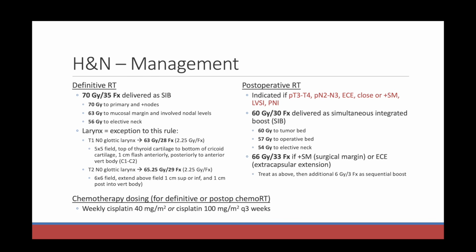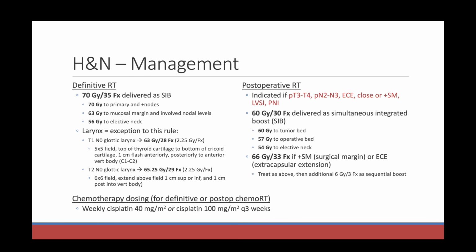The doses for radiation are very similar across all the disease sites. So let's start with the right-hand side of the slide, which is the postoperative radiation dose. If we're delivering postoperative radiation for one of the standard indications that are a high risk factor, the dose is typically 60 gray in 30 fractions, and we often deliver lower dose levels as a simultaneous integrated boost.